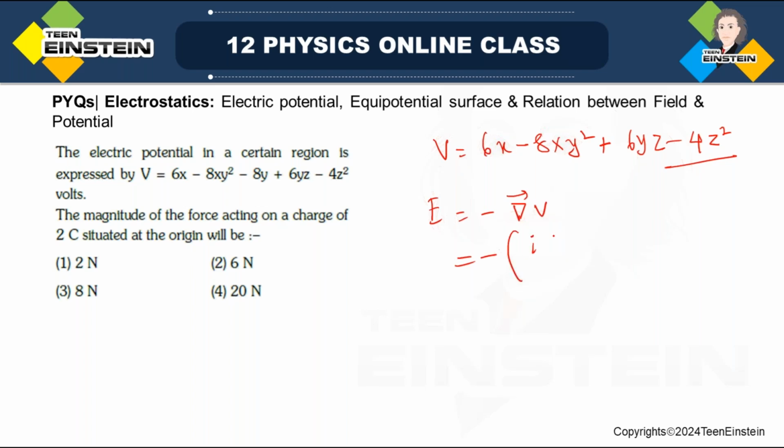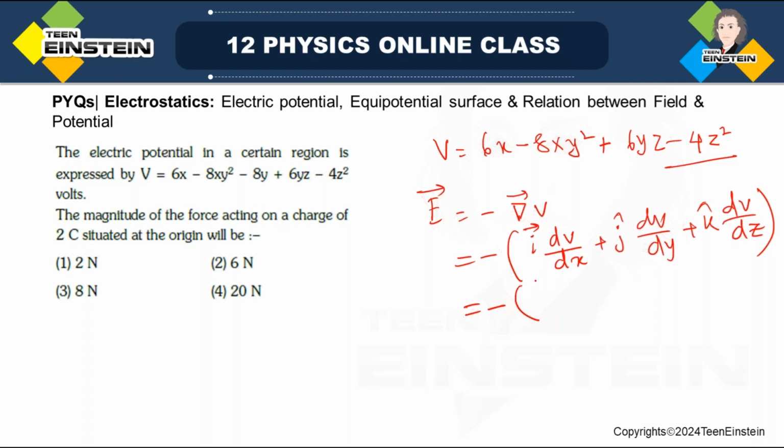Gradient means i dV by dx, plus, because this is a vector quantity, plus j dV by dy plus k dV by dz. Okay, so in this case these are unit vectors. So if I take derivative with respect to x, I'm going to get here 6, and from here I'll get minus 8y square, and the rest of the things will give you 0.